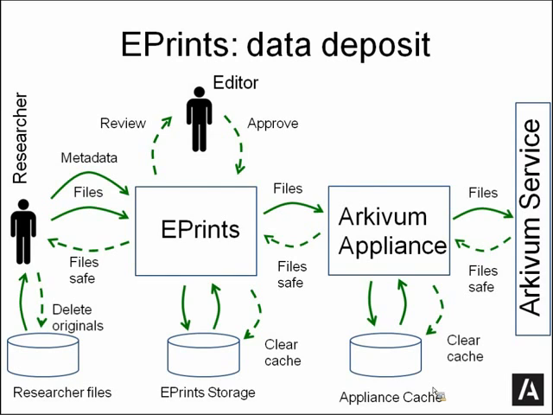So whilst the files themselves have gone from left to right into our service, there's a series of messages that come back confirming that they've been correctly received and stored safely. So there's a chain of custody that goes all the way through from the original researcher through to our service with ePrints in the middle.